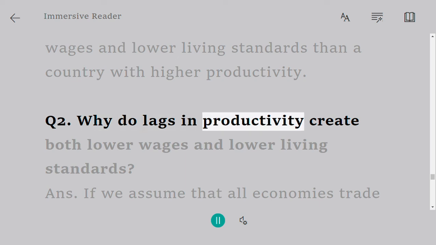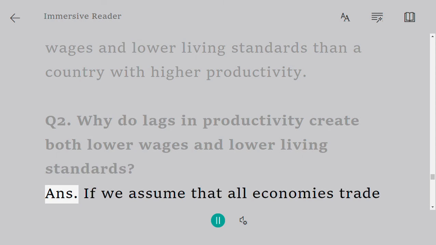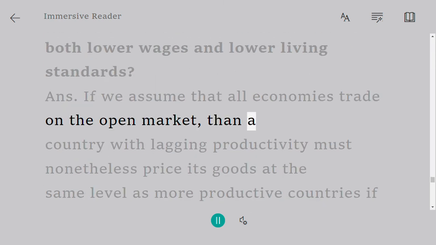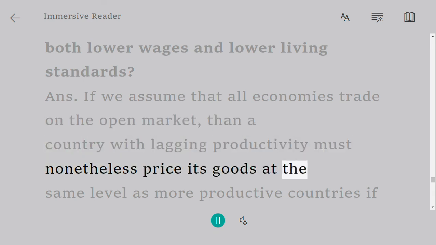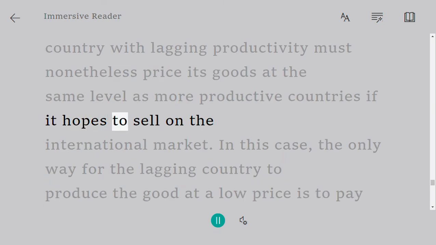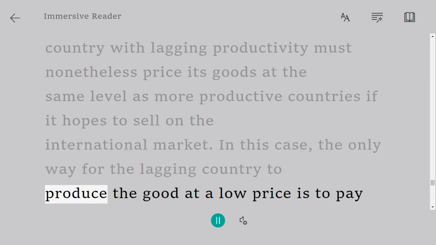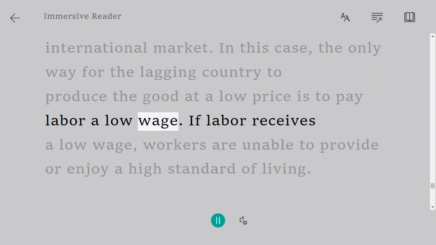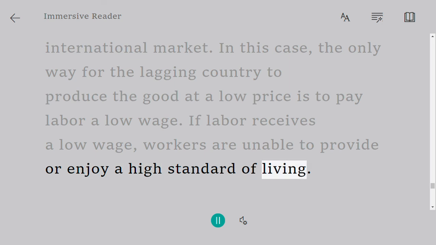Q2. Why do lags in productivity create both lower wages and lower living standards? Answer: If we assume that all economies trade on the open market, then a country with lagging productivity must nonetheless price its goods at the same level as more productive countries if it hopes to sell on the international market. In this case, the only way for the lagging country to produce the good at a low price is to pay labor a low wage. If labor receives a low wage, workers are unable to provide or enjoy a high standard of living.